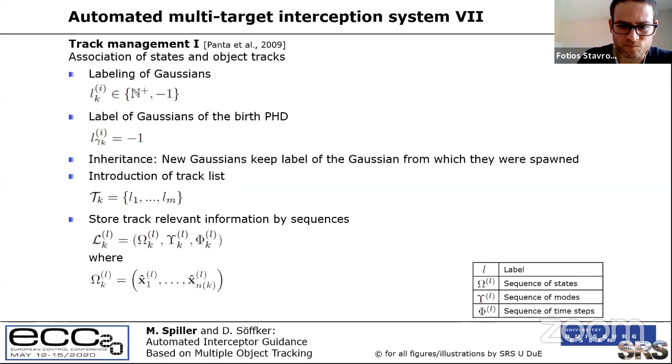Track management is achieved by extending the work of Panta. The Gaussians are labeled using natural numbers. In the state extraction step, not only the state estimations are extracted, but also the labels. The labels form a set called the track list. For each track, the relevant information is saved in a tuple. The tuple contains all the state estimations of previous time steps, the corresponding modes and time steps.